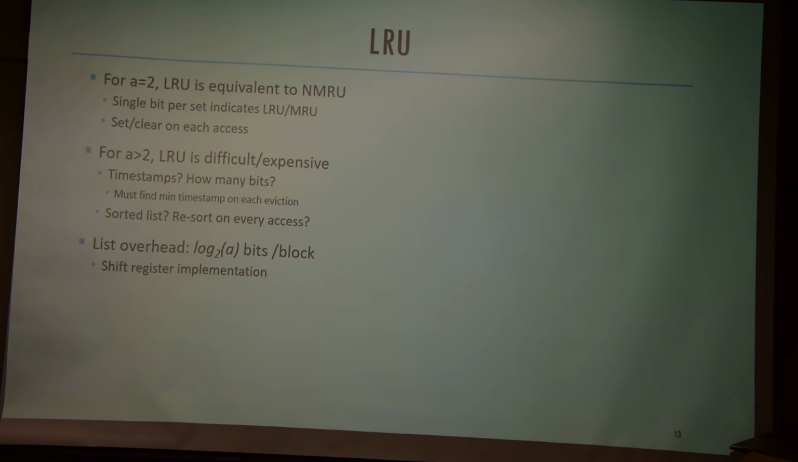So you were asking that if A equals 2, then why do we need 1 bit? Because A is actually the number of sets. So if you have 2 sets, you can just assign 0 to one set and 1 to the second. No, A equals 2 is the size of a set. So you can have many sets, but the number of ways is this.